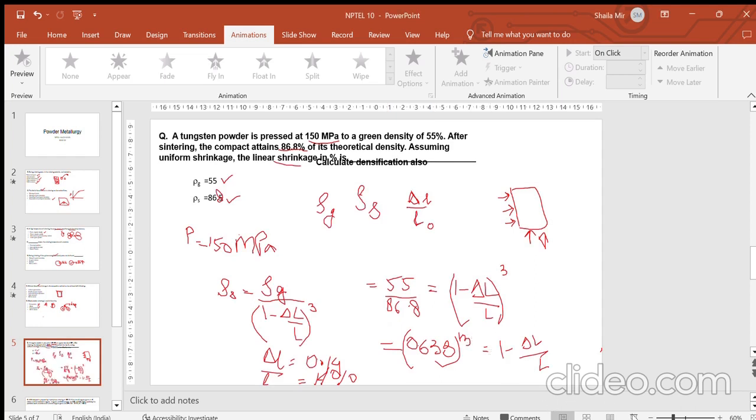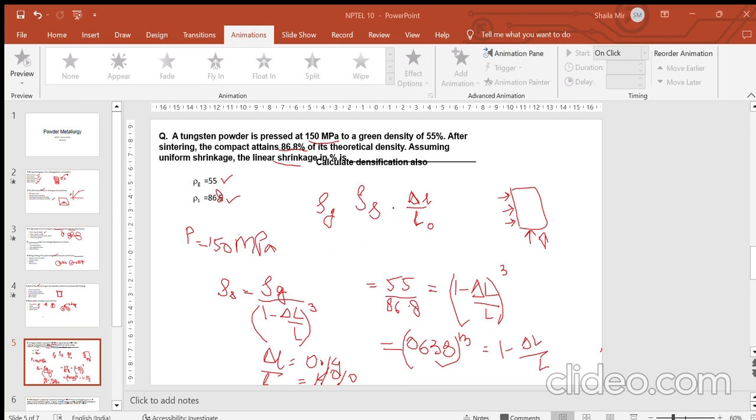Okay. So now you also have to calculate the densification. So how will you calculate the densification? You know there is a relationship for densification that is given by this formula. That is your density of sinter minus your density of green, divided by the density that you theoretically want to achieve minus the green density. So this is your densification, because you're asked to calculate the densification. You can take the theoretical density as 1 here, because we can take all of this in the form of fractions.